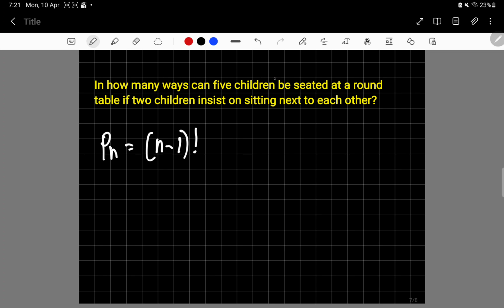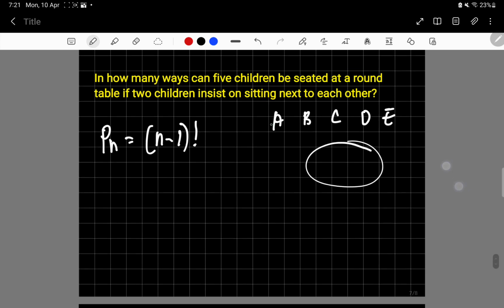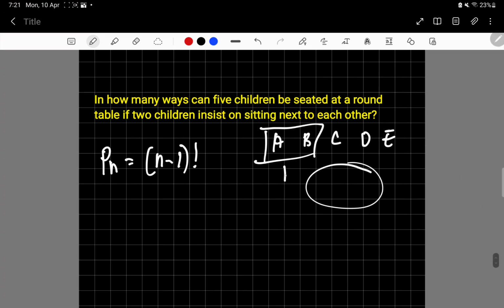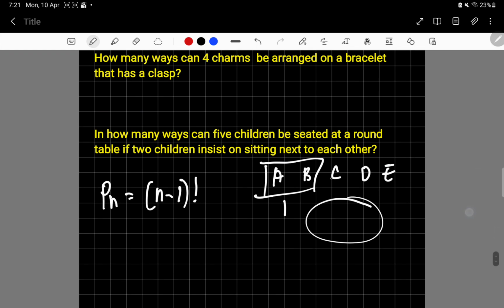So there are 5 children. Let's say we have children A, B, C, D, and E. And they are going to be seated at a round table, wherein the 2 children must be seated next to each other. So, children A and B, you must not separate them. So in this problem, children A and B will be counted as 1, since they should be seated at this table next to each other.